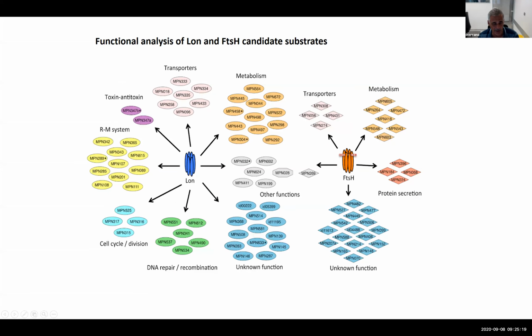This is the functional analysis of the targets of each protease. FTSH regulates transporters, protein secretion, proteins involved in metabolism attached to the membrane, and other proteins of unknown function. And LON takes care of metabolism, proteins associated in the cytoplasm to transporters, DNA repair, cell cycle, and the restriction methylation system. So a lot of the proteins involved in DNA regulation and cell division.